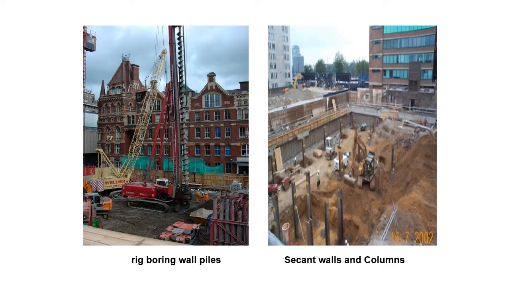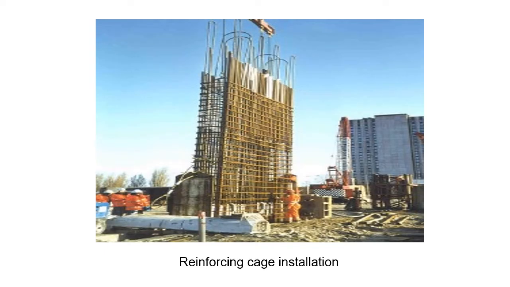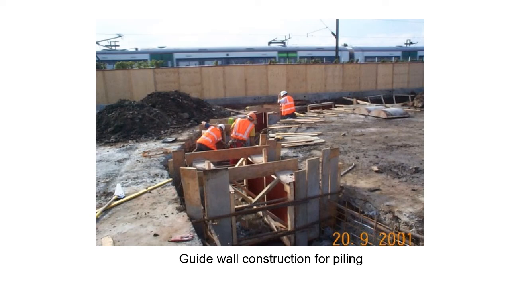This is the rig boring wall piles where we need to drill holes to cast the bore pile inside. And second, walls and columns construction. This is the construction for diaphragm wall. Then we need to excavate the soil first before we can construct the diaphragm wall. Reinforcing cage installation for the wall of the basement. And the guide wall construction for piling.